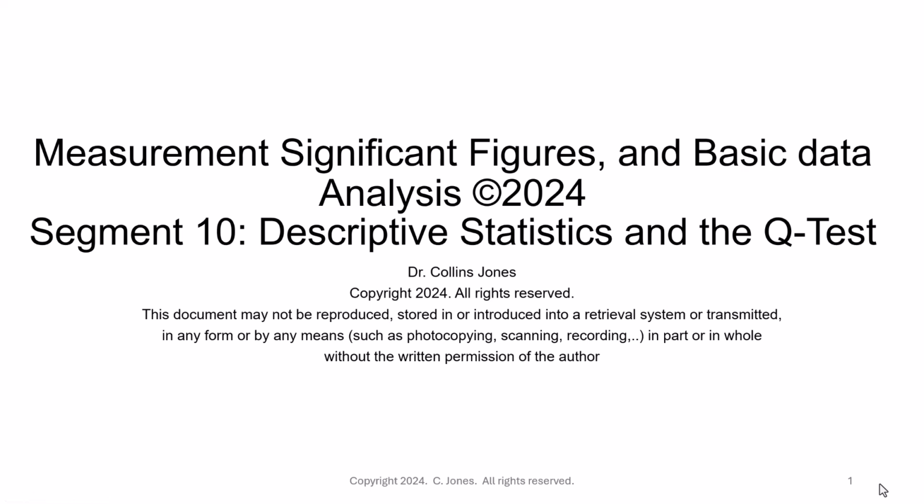Welcome to segment 10, the final segment of my video series on measurement, significant figures, and basic data analysis. In this segment, we will cover descriptive statistics and the Q-test. Recall from segment 9, the Q-test is the test we use to determine if a data point is an outlier and whether or not we can keep it or reject it. In this segment, we will work through several examples.